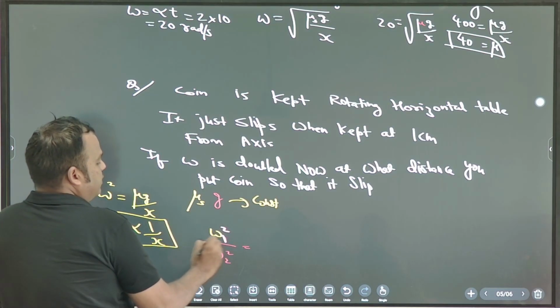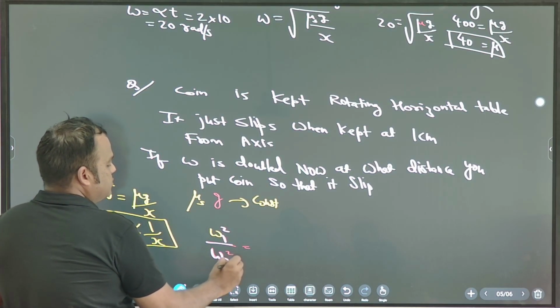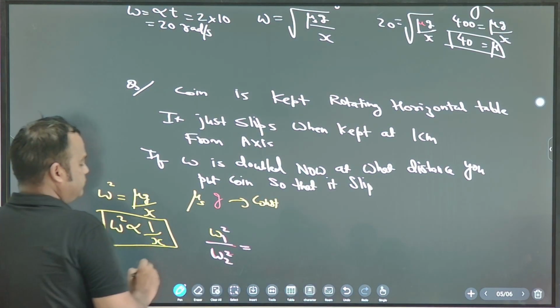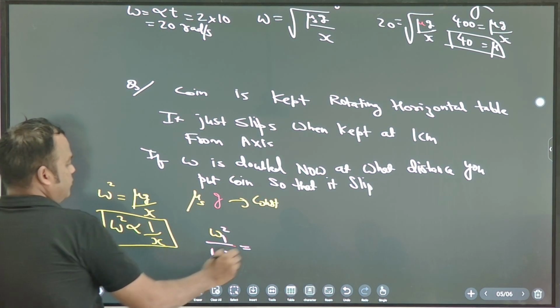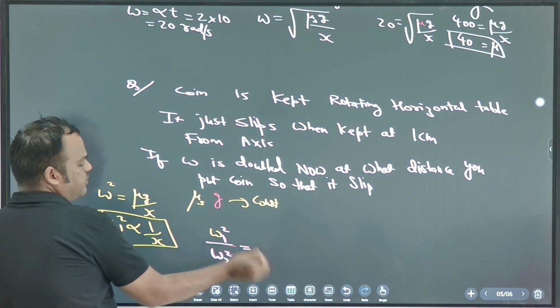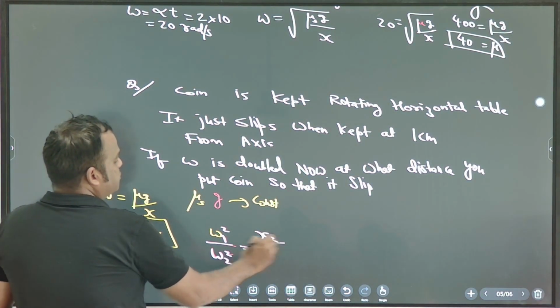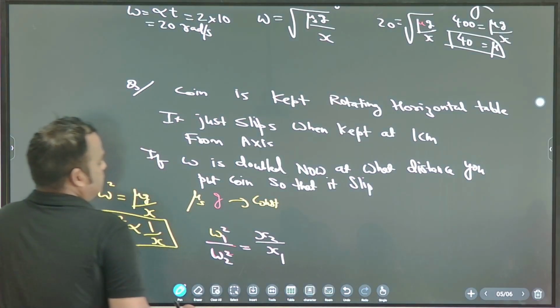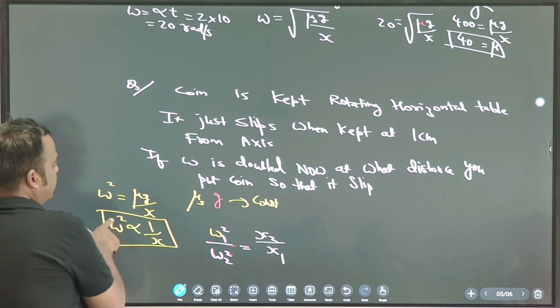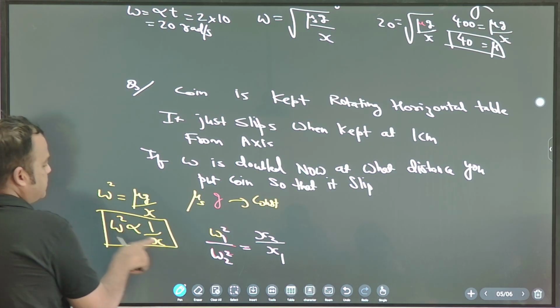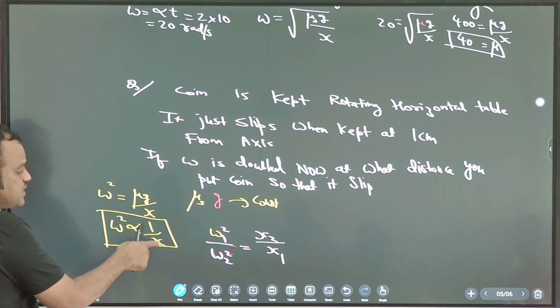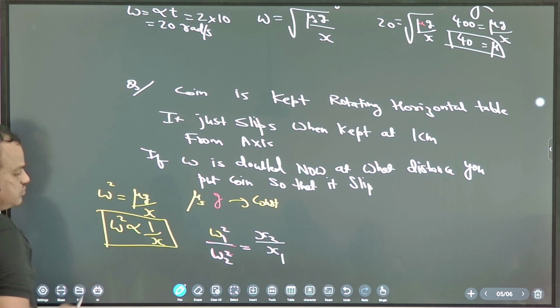Omega 1 square by omega 2 square is equal to x1 by x2 or x2 by x1? x2 by x1. Very good. So use this: omega square is inversely proportional to x. If x is less, omega is more.